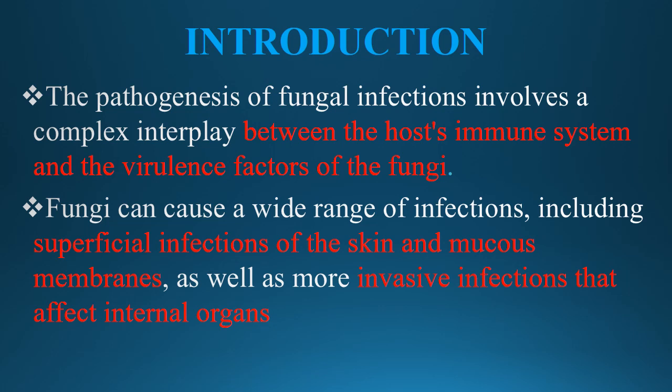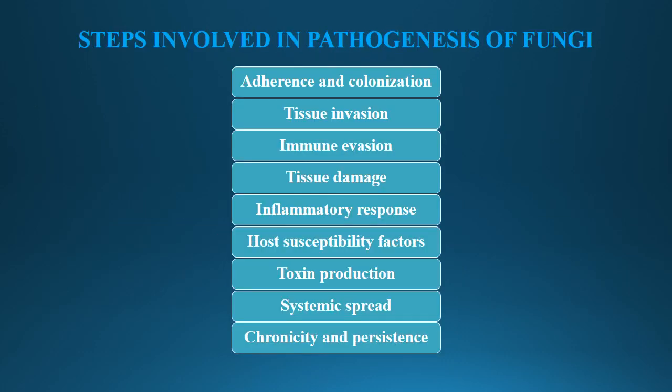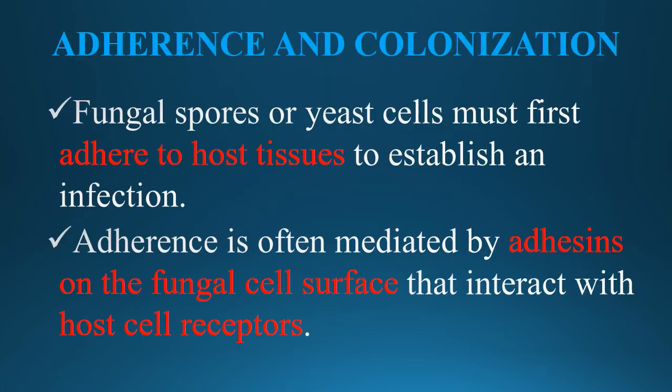It also involves a series of events which can lead to the development and progression of an infection caused by pathogenic fungi. They may also infect various tissues and organs in humans, animals, and plants, which leads to a wide range of diseases. The pathogenesis of fungal disease typically includes several key stages. They are adhesion and colonization, tissue invasion, immune evasion, tissue damage, inflammatory response, host susceptibility factor, toxin production, systemic spread, chronicity and persistence.